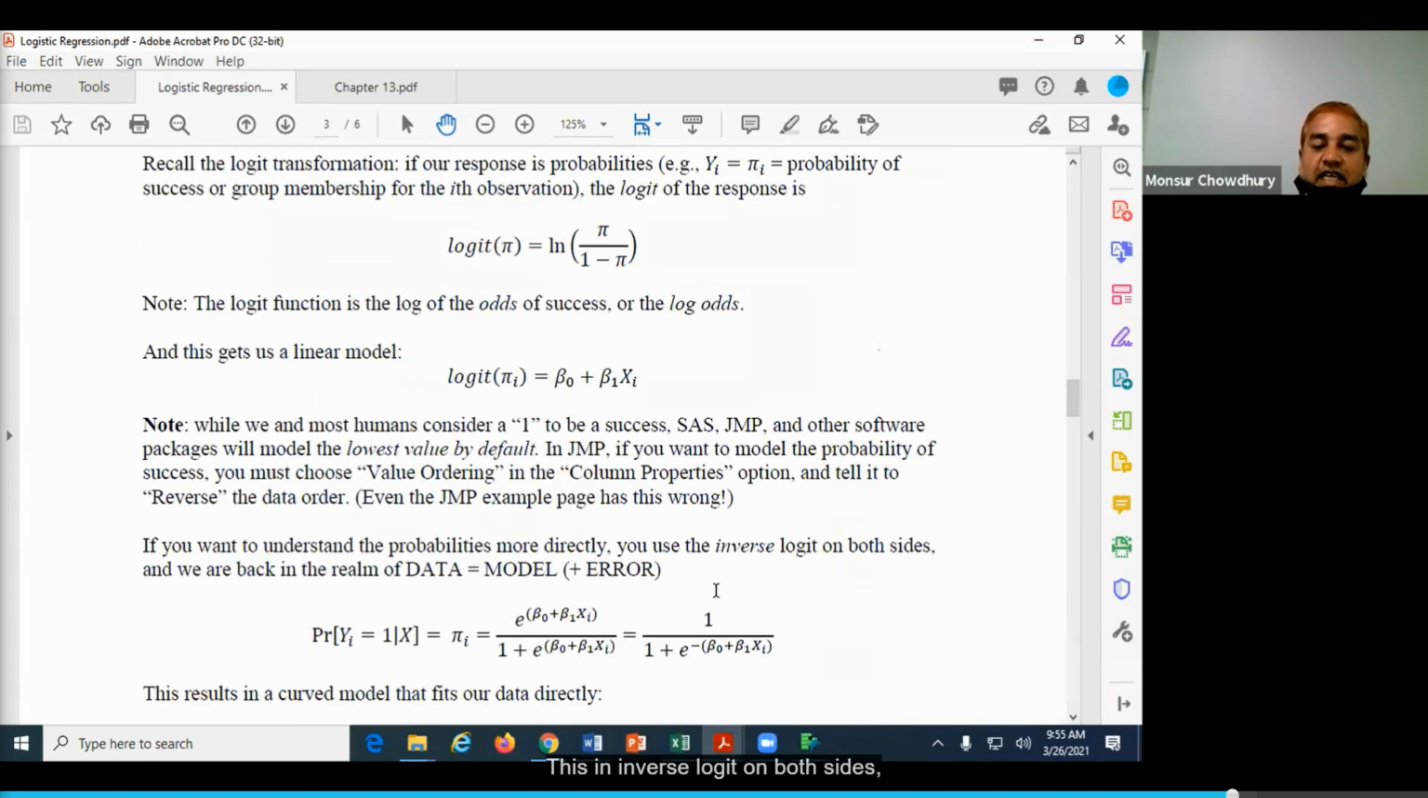Now for the inverse logit: if we take the exponential on both sides, how can we get pi equal to in this form? Based on this one, now look at this.